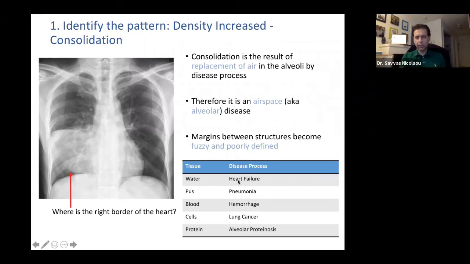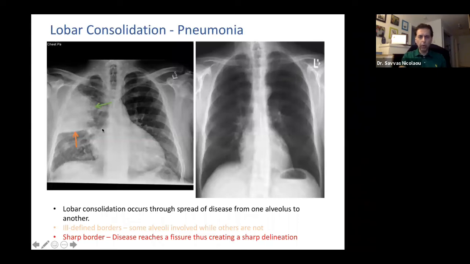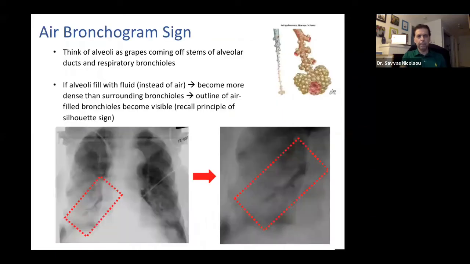So it could either be heart failure if it's water, pneumonia if it's pus, hemorrhage if it's blood, lung cancer if it's cells, and protein, alveolar proteinosis. Very simplified approach, giving you a very simplified way of identifying what type of pathology you're dealing with. Again, lobar consolidation, bright, in a lobar distribution, patient with an increased white count and a fever, it's a pneumonia.